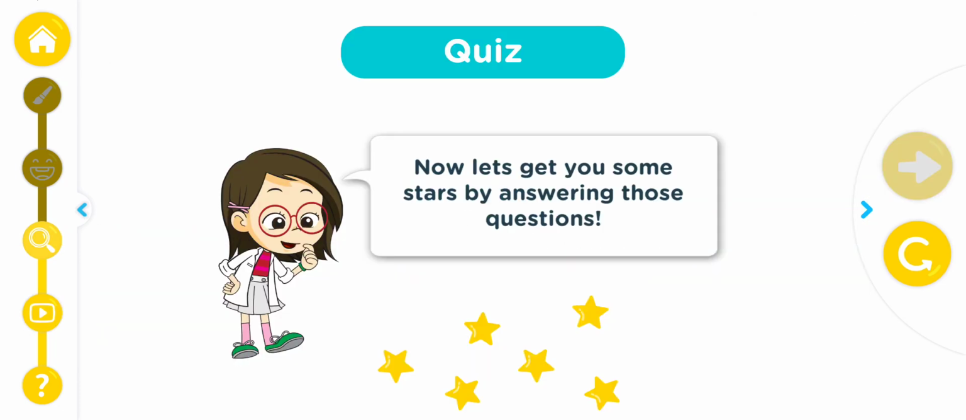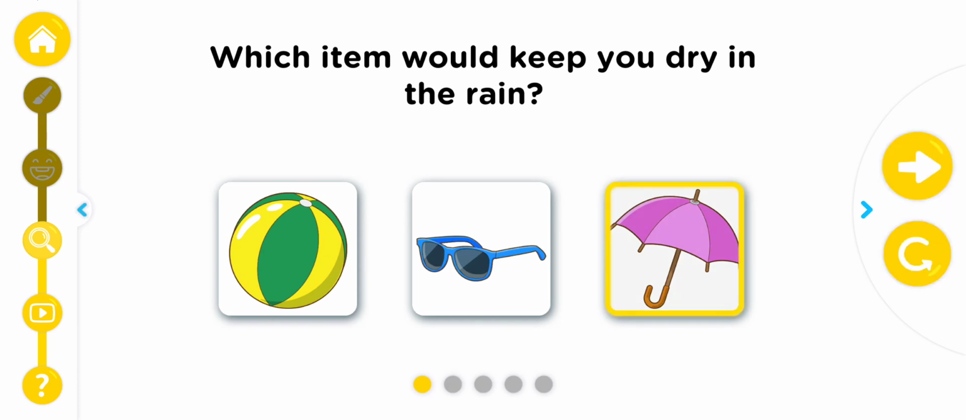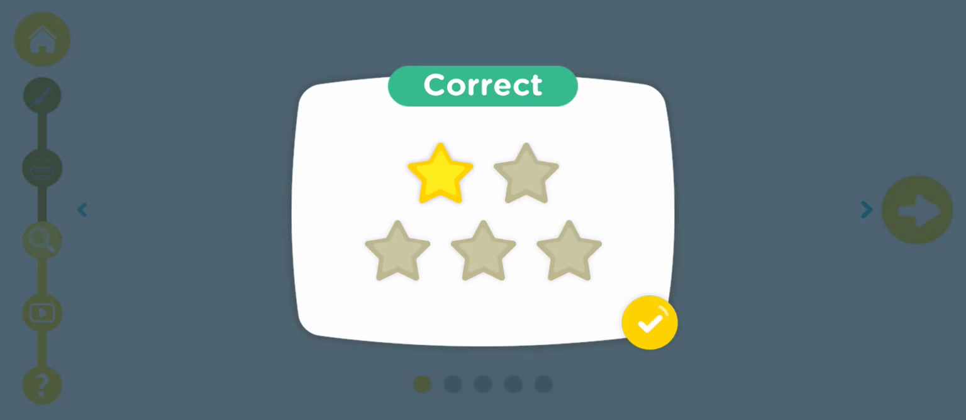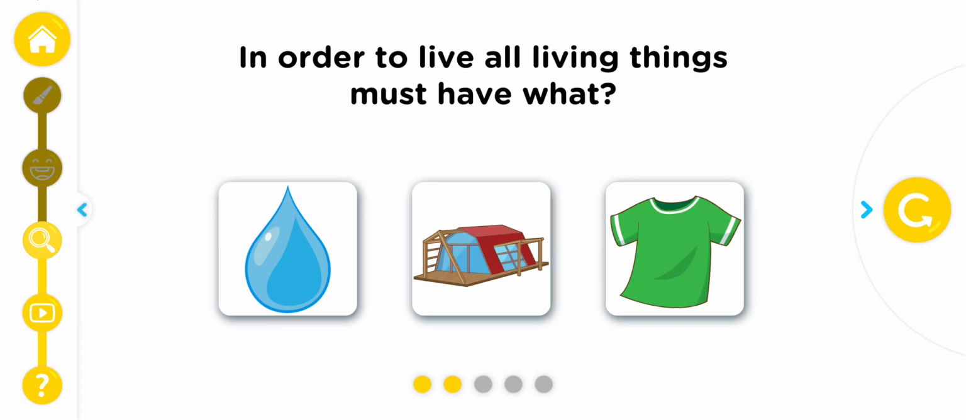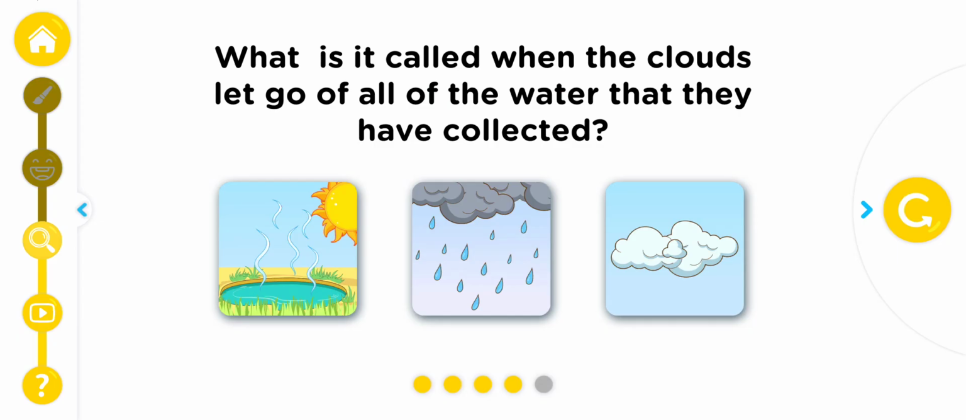Now let's get you some stars by answering those questions. Which item would keep you dry in the rain? Umbrella. Correct. In order to live, all living things must have what? Water. Correct. Where does the water collect in the sky? An airplane. Incorrect. Where? Clouds. Correct. What is it called when the clouds let go of all of the water that they have collected? Evaporate. Incorrect. What? Precipitate. Correct.